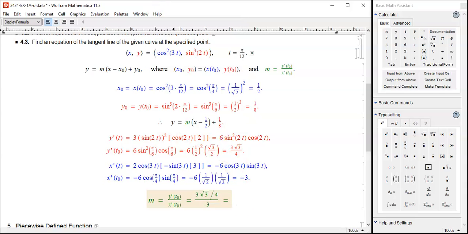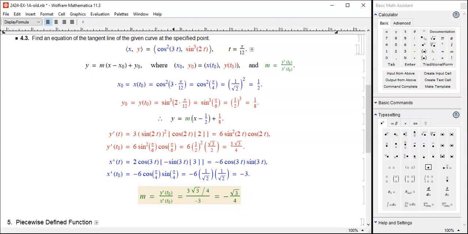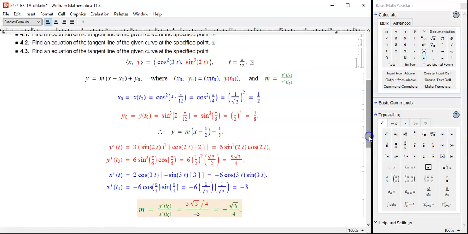Okay, and then after simplification, I'm getting negative square root of 3 over 4. And that completes the slope computation. By the way, this came from that computation over there, and this denominator came from this computation down there. So let me use the color coding to show you what came from where.